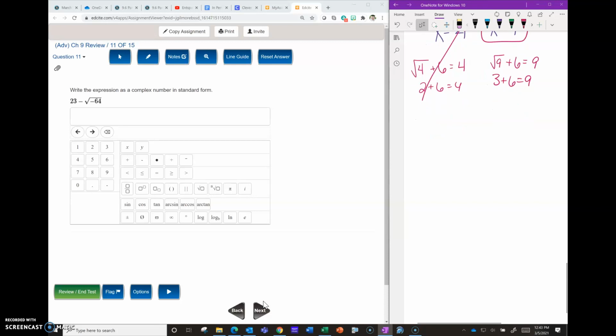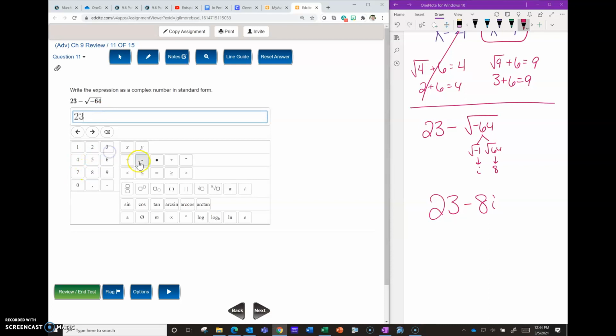Write the expression as a complex number in standard form. We need to simplify the square root of negative 64. That is the square root of negative 1 times the square root of positive 64, which is 8i. So 23 minus 8i.